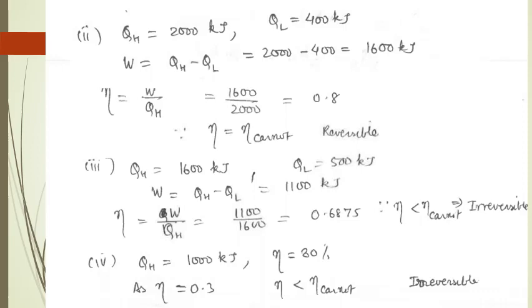In the fourth case, you don't have to compute the efficiency for the engine, as it has already been given, and that is equal to 30%. So it is also the case of an irreversible engine.